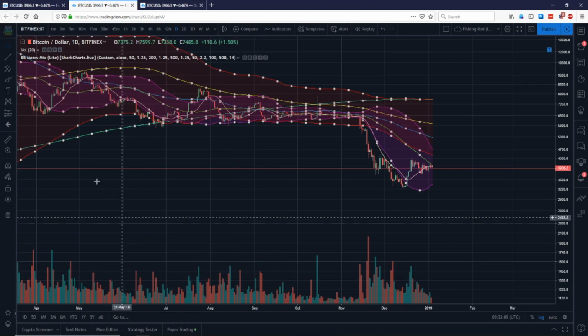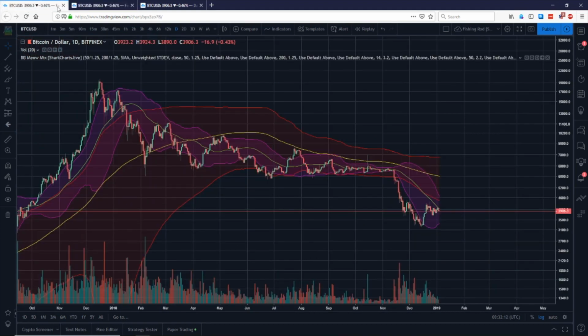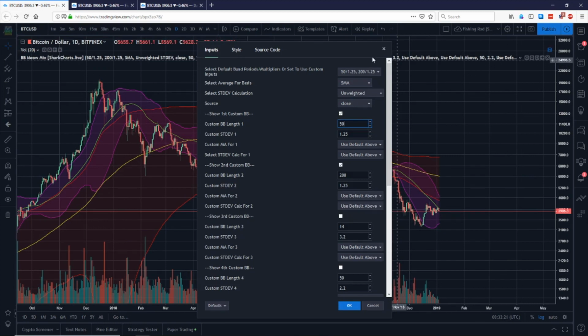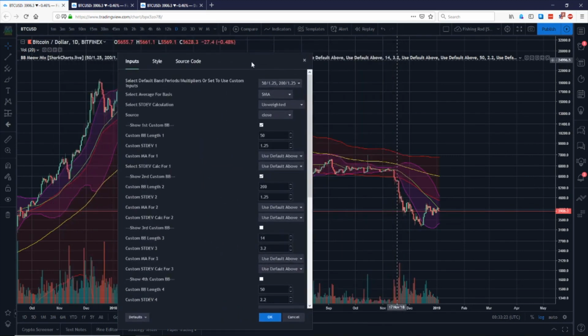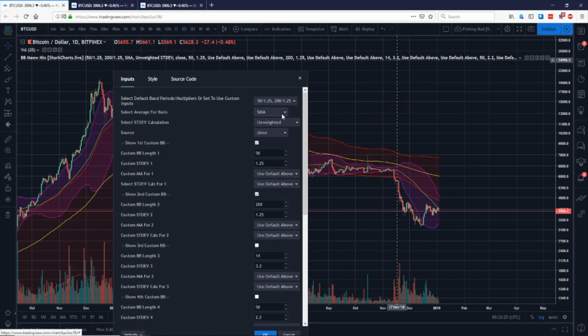So moving into the full version, let's talk about what it can do that the light version can't. You'll notice there are a lot more settings. The first and foremost is that you can change the average type and the type of standard deviation. SMA and unweighted will replicate what you're used to with regular standard deviation and regular simple moving average Bollinger bands.